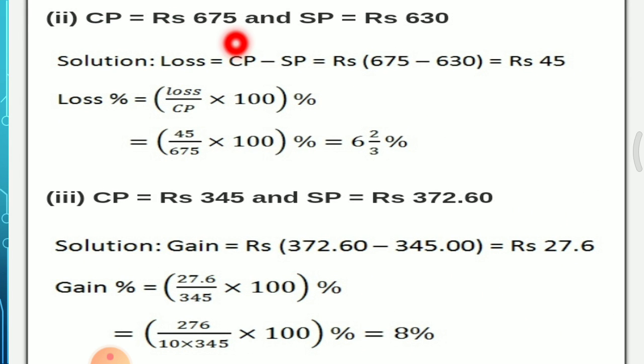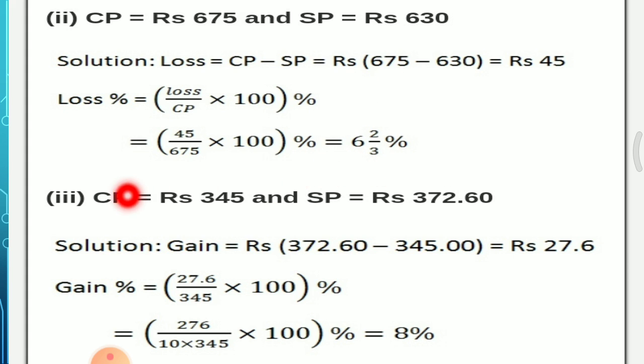CP is equal to 675 and selling price is equal to 630. Here you see cost price is greater than selling price, so loss. Loss is equal to CP minus SP, meaning cost price minus selling price, 675 minus 630, 45 rupees loss. Loss percent is equal to loss by CP multiplied by 100, loss 45, CP 675, multiplied by 100. When you calculate it, your answer will be 6 whole 2 by 3%.